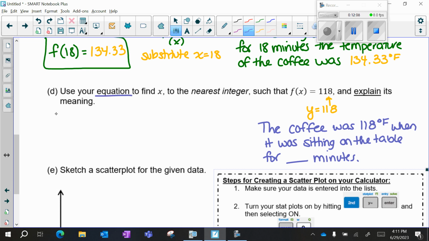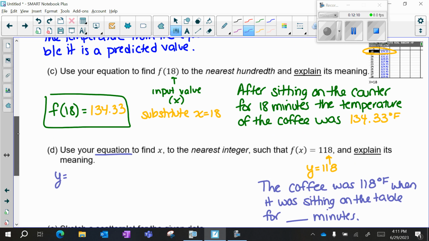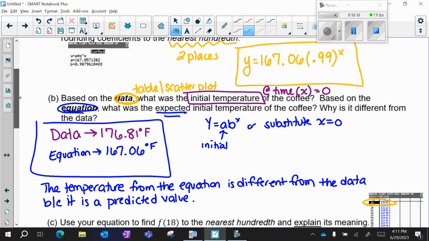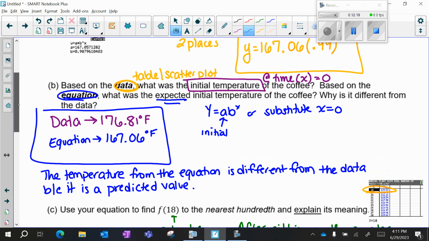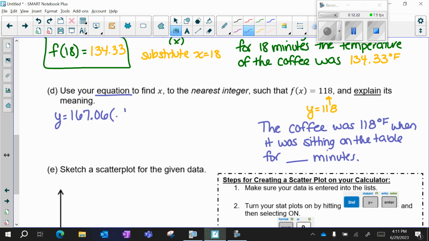So I had y equals 167.06 times 0.99 to the x power. And I'm setting y equal to 118. So we're going to solve this algebraically, but remember you could of course use your calculator. I'm going to start by dividing both sides by my initial value because I need to isolate my base.